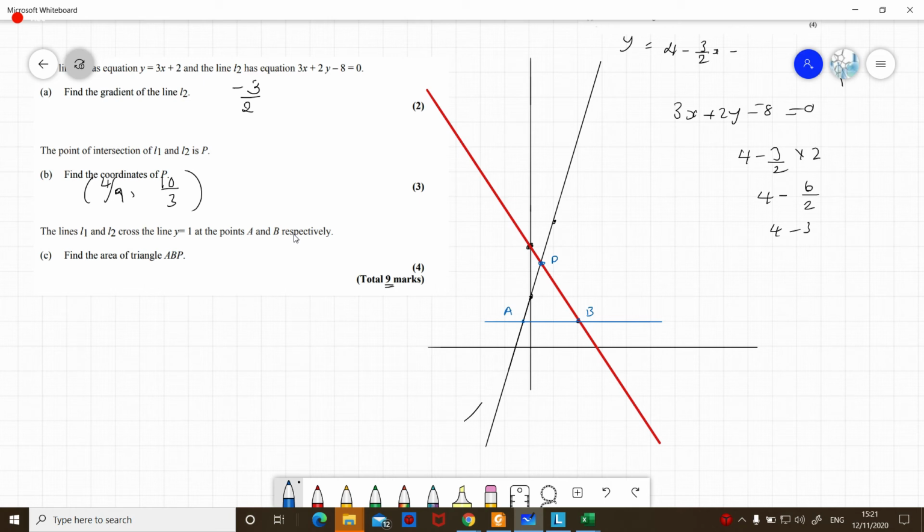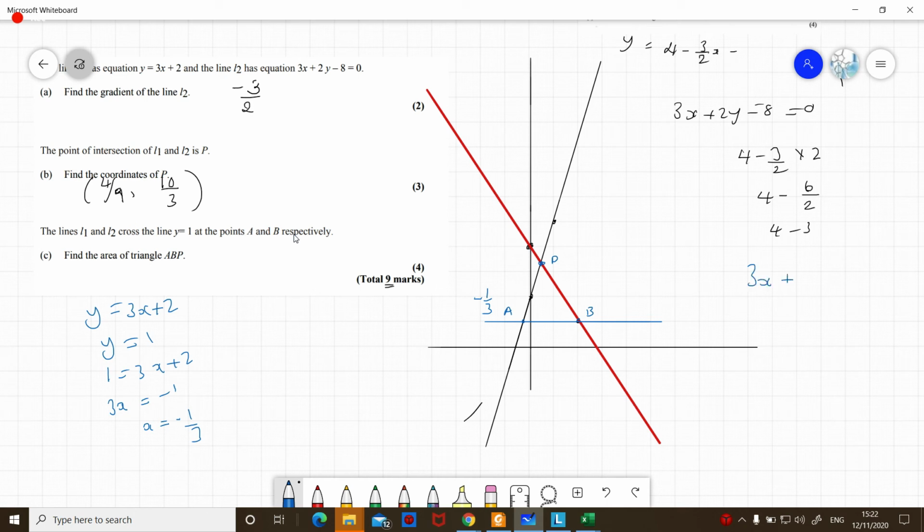We say that L1 and L2 cross the line y equals 1. So let's find the points A and B. We know that the line is y equals 3x plus 2, and we know that line is y equals 1. So all we're going to do is put the values in. We can get the base straight away. So put y equals 1. Therefore 1 equals 3x plus 2. Subtract 2 on that side, so 3x equals minus 1. So x is equal to negative a third. So x for A is negative a third.